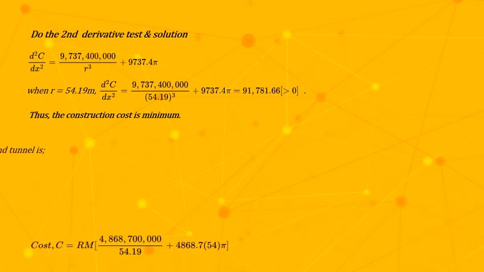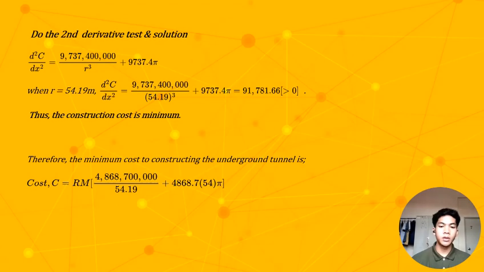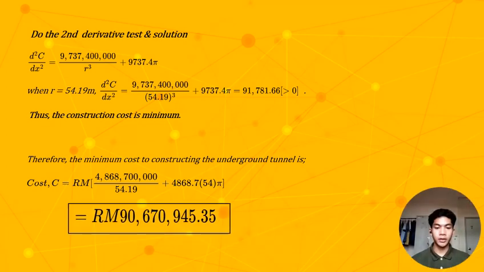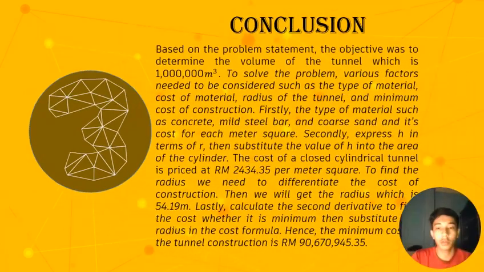After we confirm the cost is minimum when R equals 54.19 meters, we will substitute the R value into the original cost formula before differentiation. By that, the final amount to construct the underground tunnel is 90,670,700,000 ringgit and 35 cents. So next, I would like to say the conclusion.